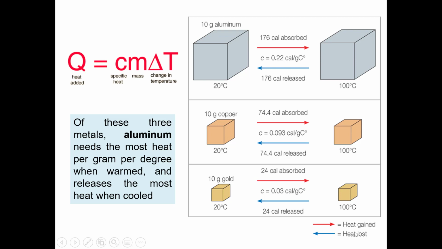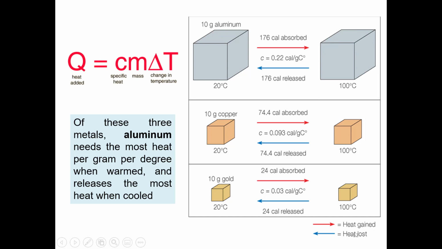Now, in this picture, we can see how much energy 10 grams of aluminum needs to absorb to increase the temperature from 20 degrees Celsius to 100 degrees Celsius, meaning delta T is 80 degrees Celsius. Then we can see that in the case of the aluminum, we had 176 cal needed to absorb to increase the temperature.